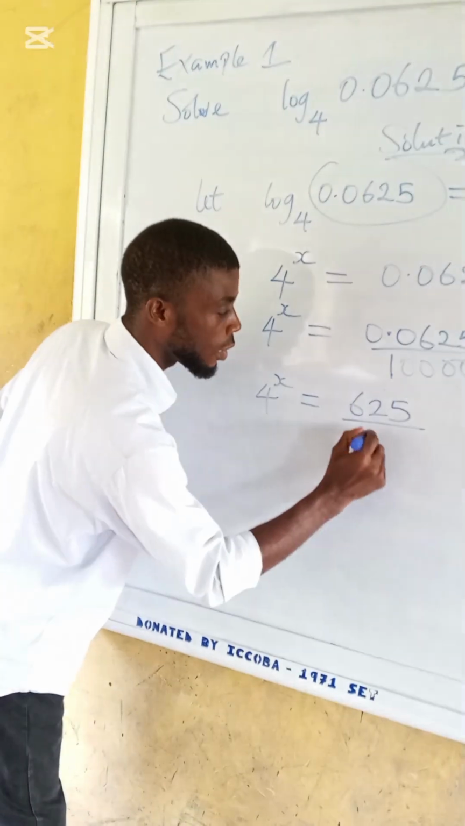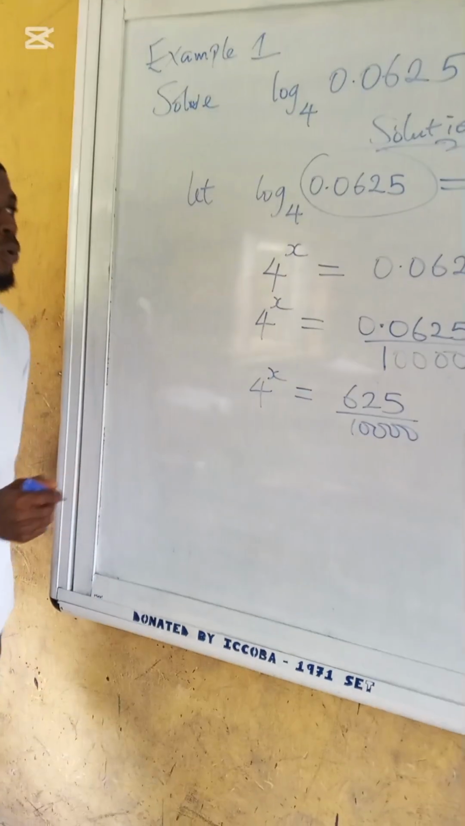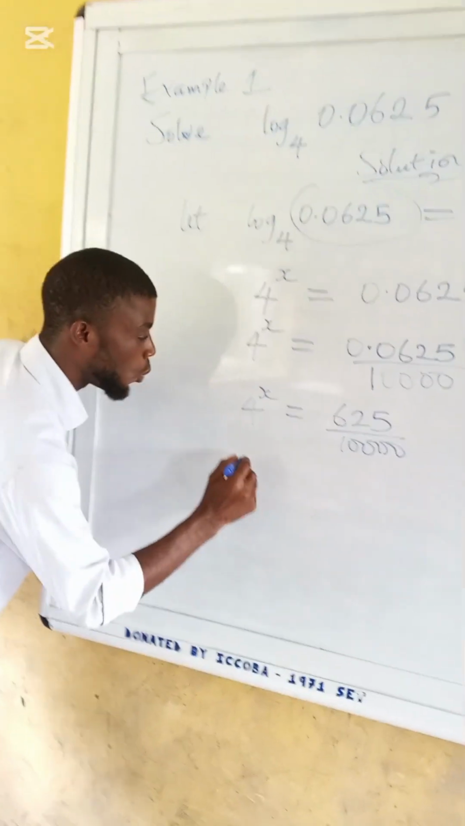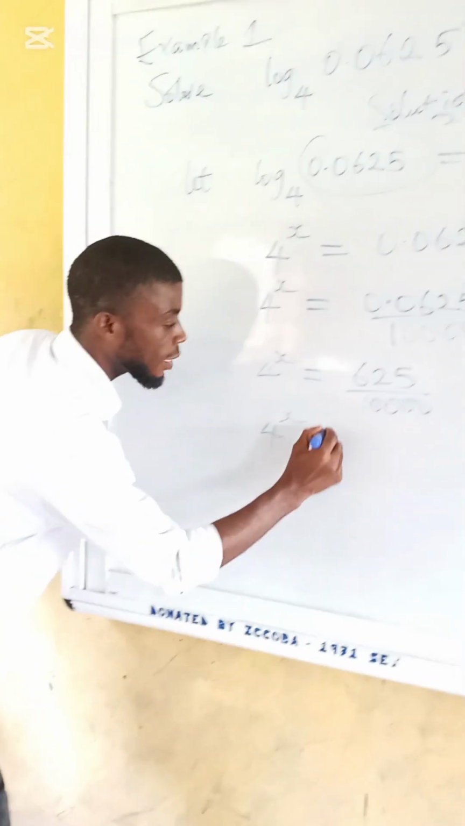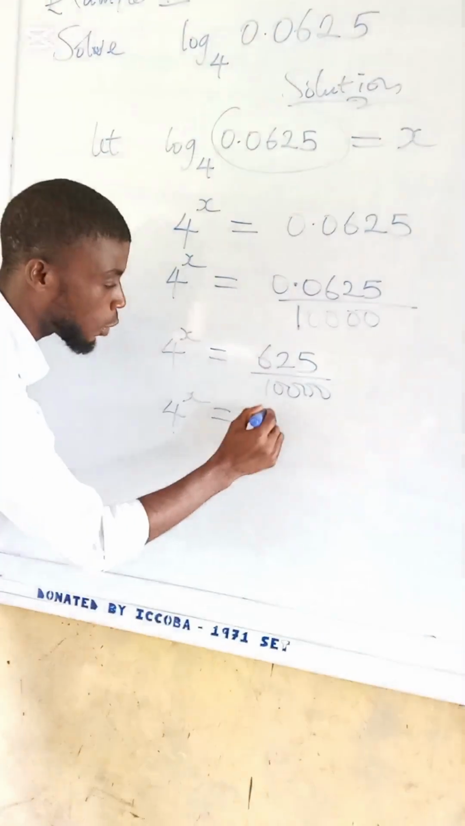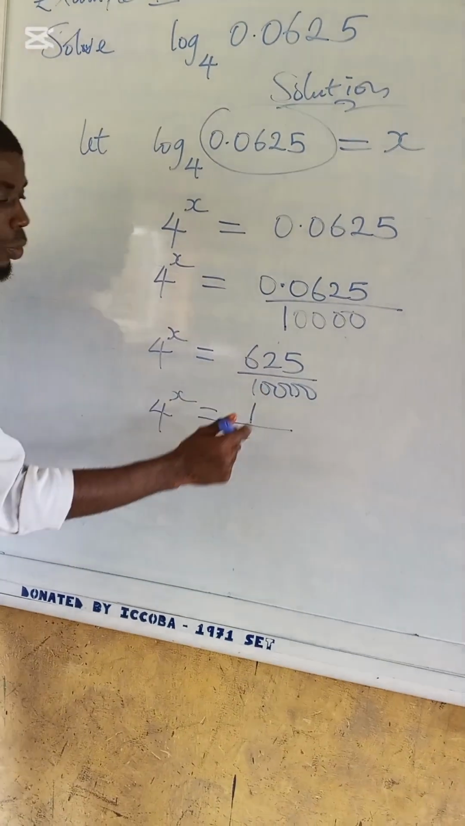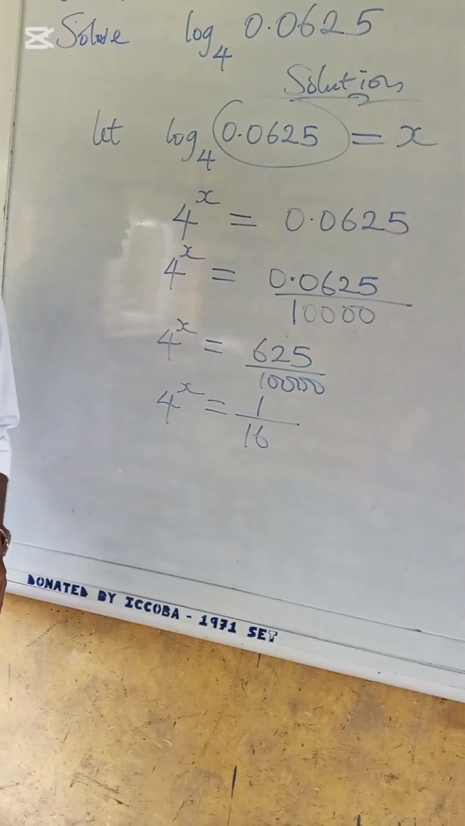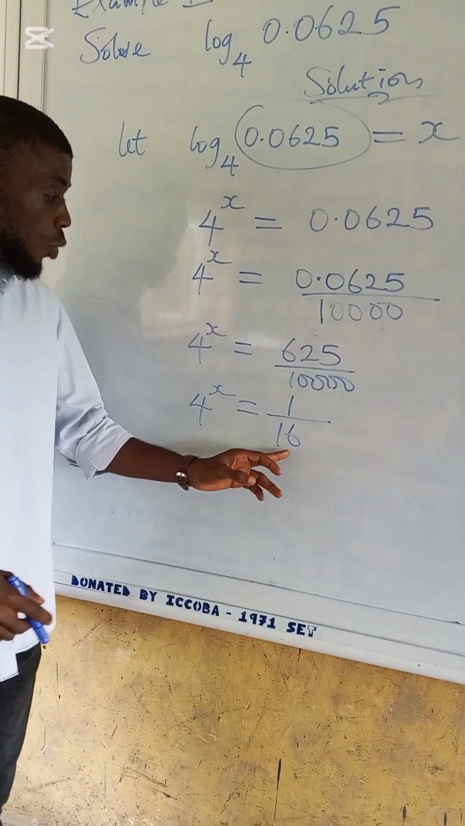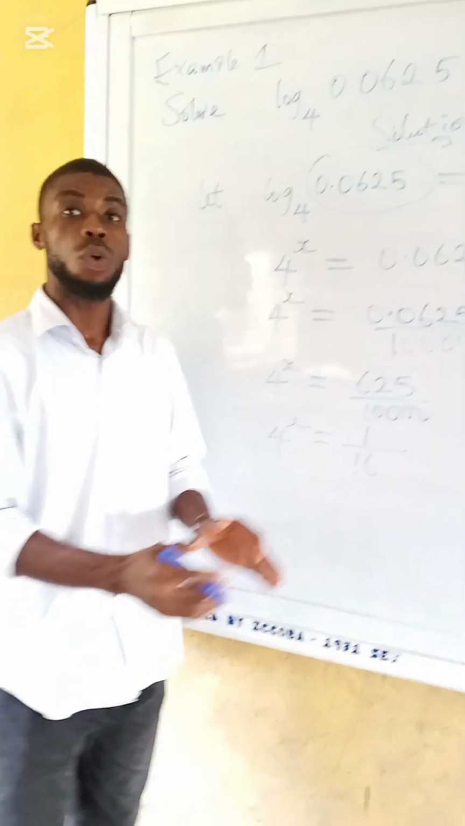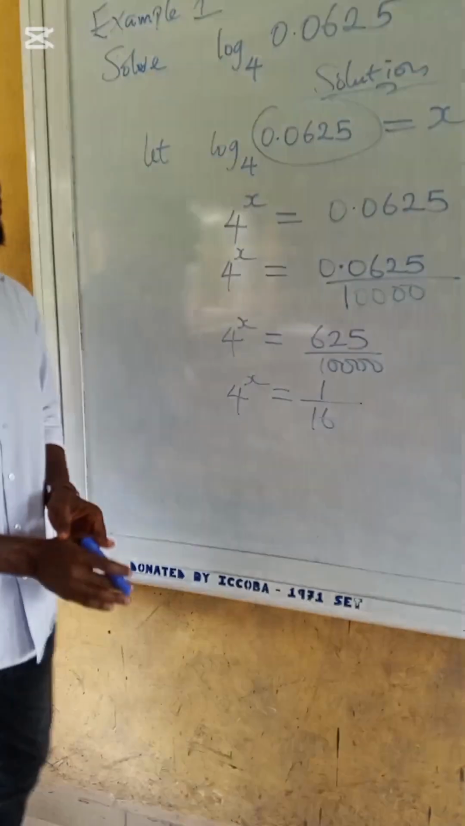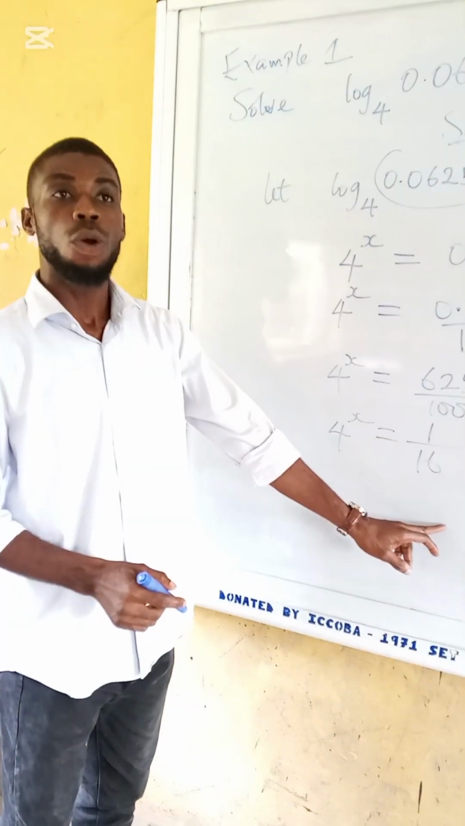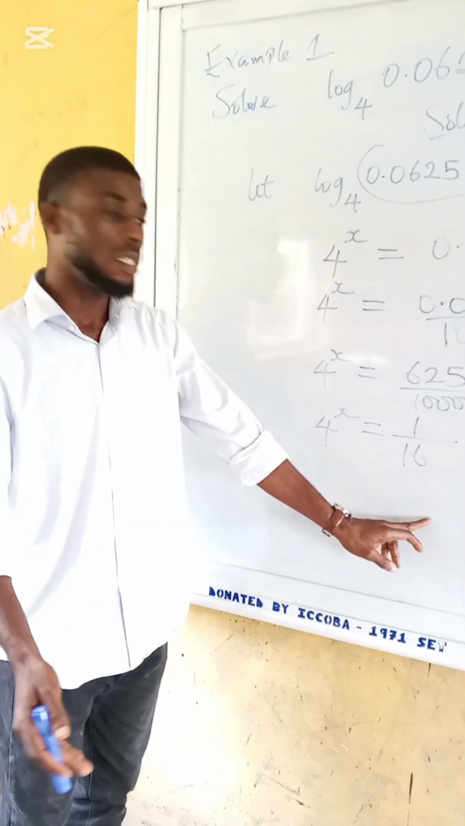So that this number becomes 625 over 10,000. Now when we further reduce this to its lowest term, we can say that 4 raised to the power x is equal to 625 divided by 625, which gives us 1. When 10,000 is divided by 625, what are we going to have? We are going to have 16. So this is actually 1 over 16. Now since 16 can also be expressed in terms of 4, that means we are closer to our answer. Judging from the laws of indices, immediately I see 1 over 16, what comes to my mind? The laws of what? Negative indices.